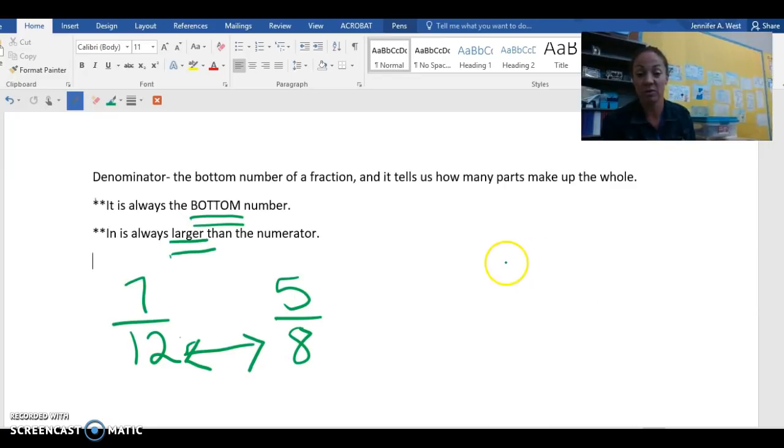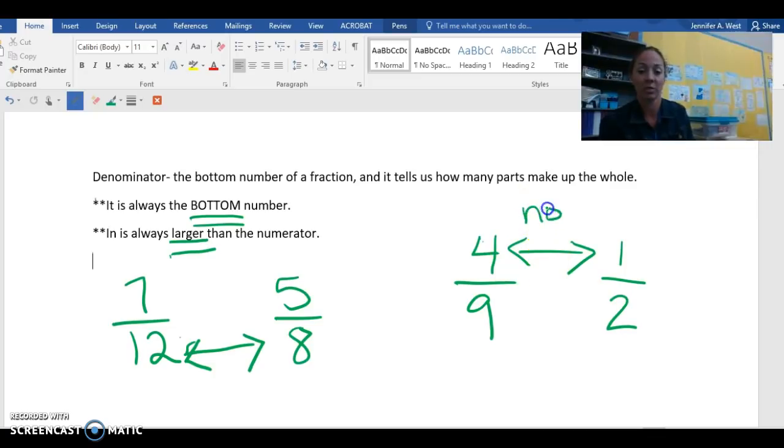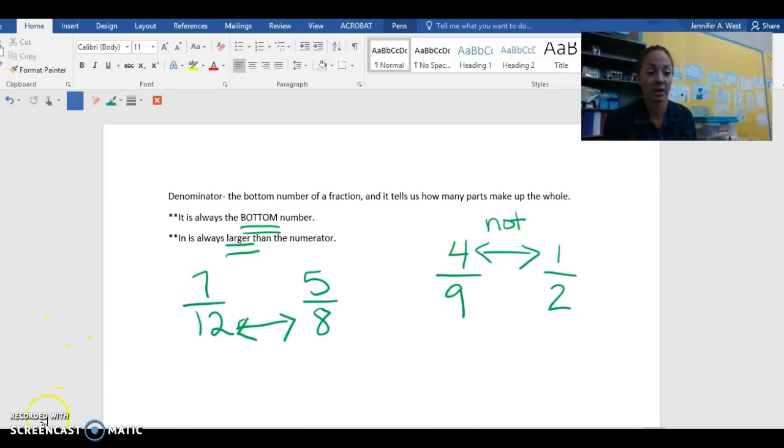A couple of non-examples could be something like 4/9 and 1/2. And this time, the 1 and the 4 are not denominators. They're smaller and they're the number on the top. Those would be numerators. They are not denominators. Make sure you get all that in your notes.